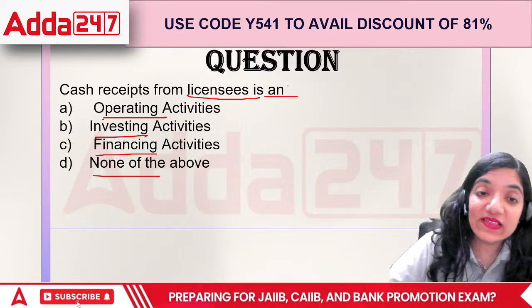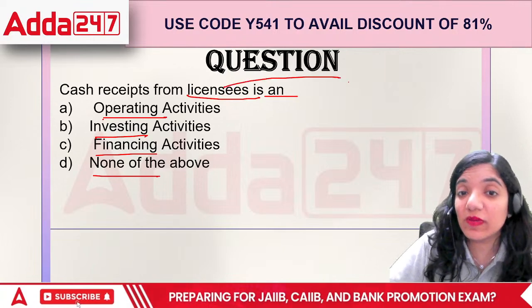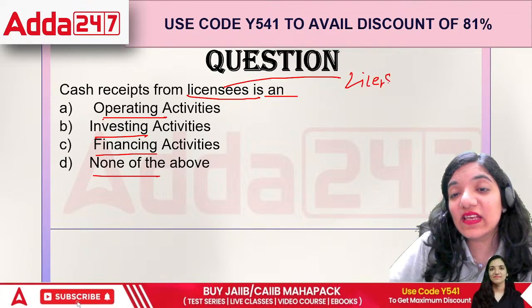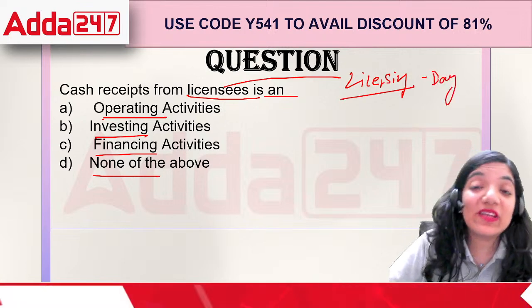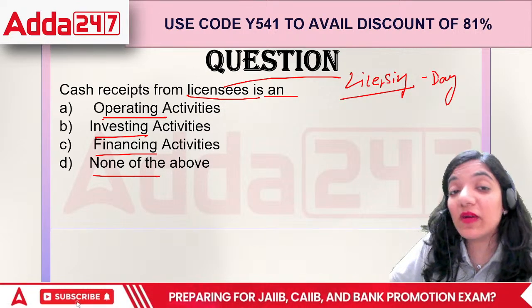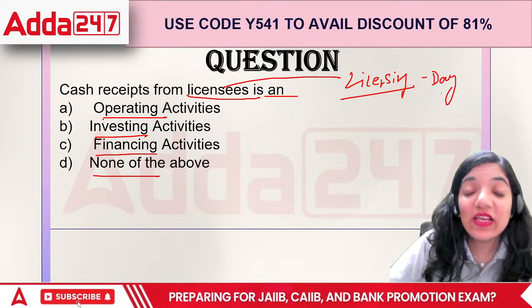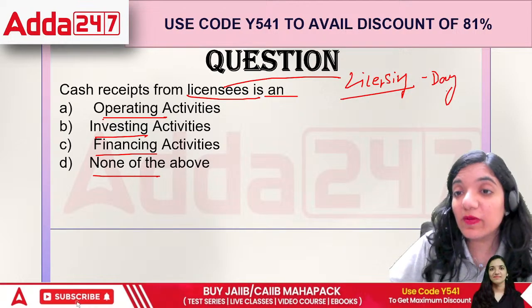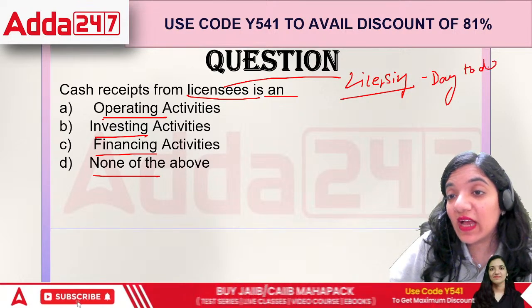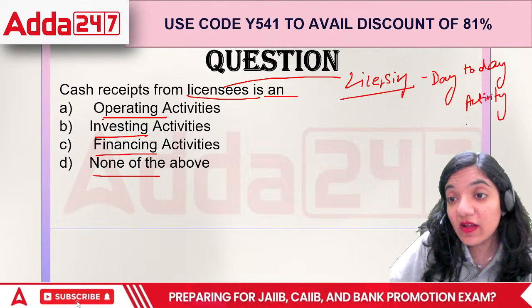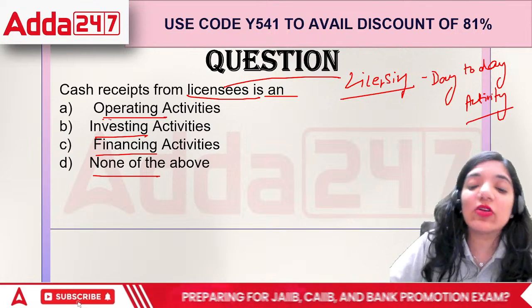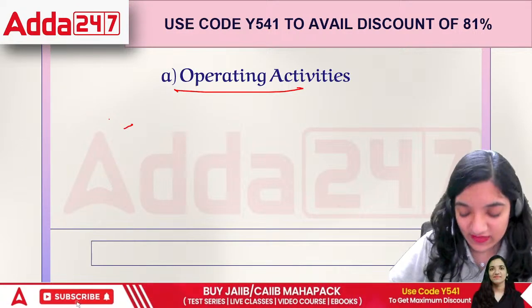Licensees clearly says that we provide license to the people. That licensing is our day-to-day activity. Because you're receiving money from multiple licensees, that means you are giving license to multiple people. So it is a day-to-day activity. Whenever you find any day-to-day activity of a business through which they are earning, that is always called an operating activity.